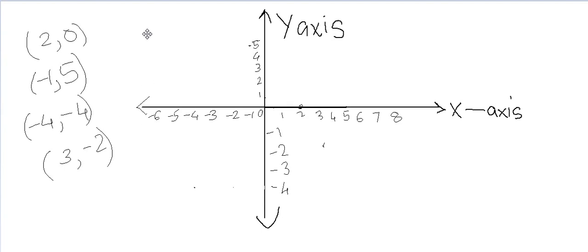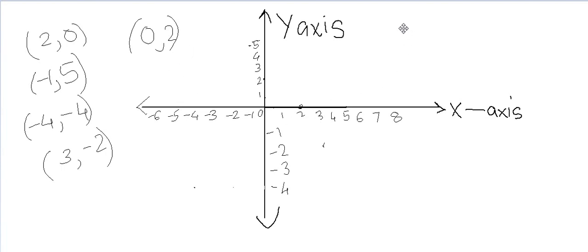One thing you should notice is that if I try to plot (0, 2), let's see where it is. 0 on the x-axis and 2 on the y-axis. So the point is here. So what I'm trying to say is that (2, 0) and (0, 2) are two different points. You see (2, 0) lies here and (0, 2) lies here. So (2, 0) and (0, 2) are not the same points.